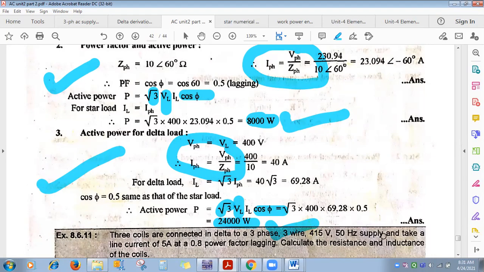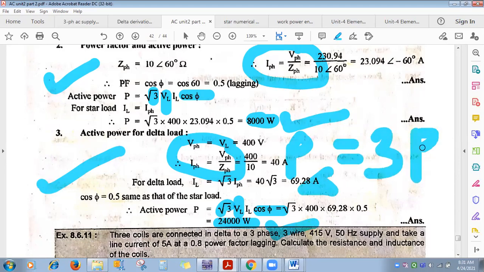Delta. MCQ question: same impedances connected across the same supply in star and in delta, in which case is power consumption more? So in the delta connected load. How many times? 3 times. This is the standard relationship. Whatever power is consumed in delta, it is 3 times the power consumed in star. Got it, everyone? Keep this relationship in your mind. Whatever power is consumed in star, 3 times of it is consumed in delta.